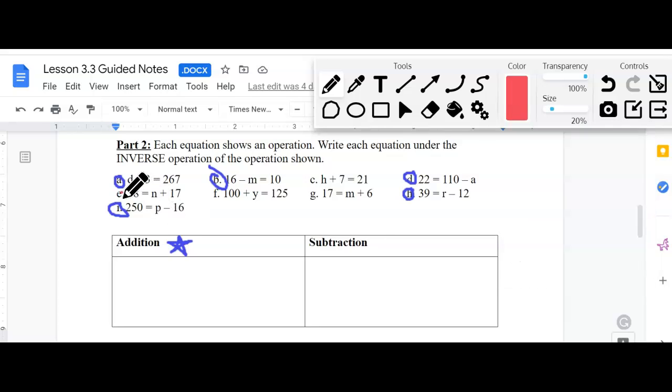And then these are all the ones that you should have under subtraction. C, F, C, oh, that's an E, and G should all be under subtraction. That means they used addition throughout the problem, so we're going to use subtraction as the inverse.